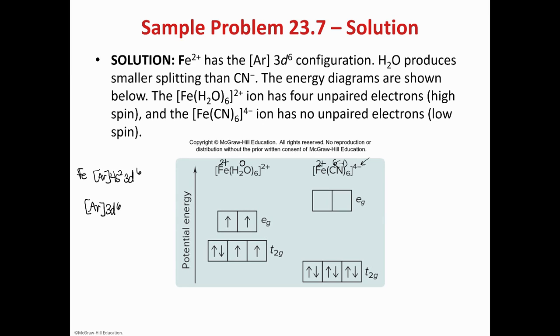Okay, water, weak field ligand. Cyano, strong field ligand. So in the weak field, this energy gap's very small. So you can fill them like this. 1, 2, 3, 4, 5, and then you have no choice but to pair up. That creates a compound that's paramagnetic, unpaired electrons.